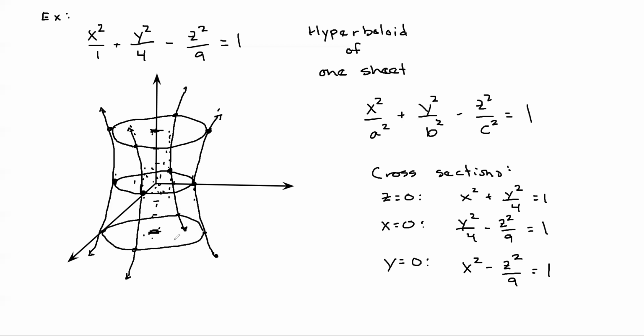And that is what a hyperboloid of one sheet looks like. It has hyperbolas for the edges, and it's all connected in one piece. All right, this one opens, see, the opening is about the z-axis. That is because the z has the negative. If the x had the negative, then the opening would be about the x-axis. If the y had the negative, then the opening would be about the y-axis.